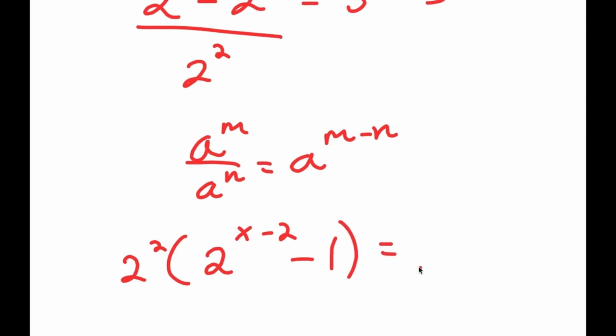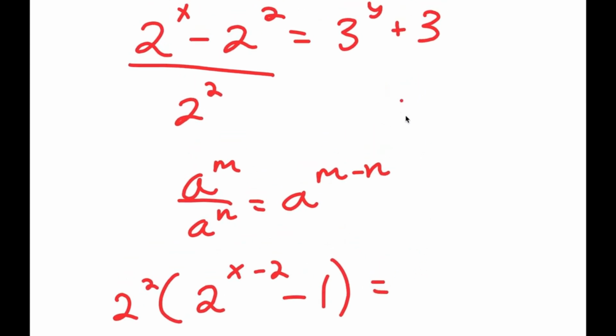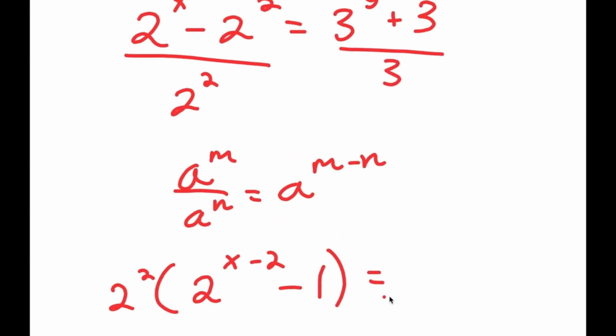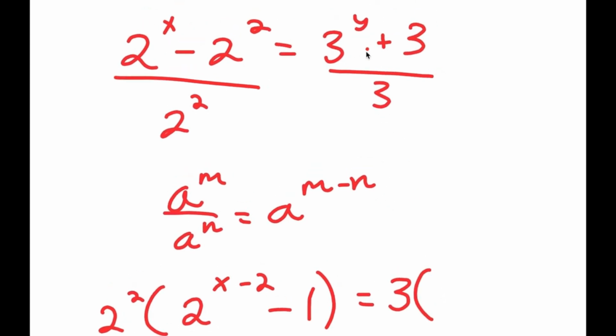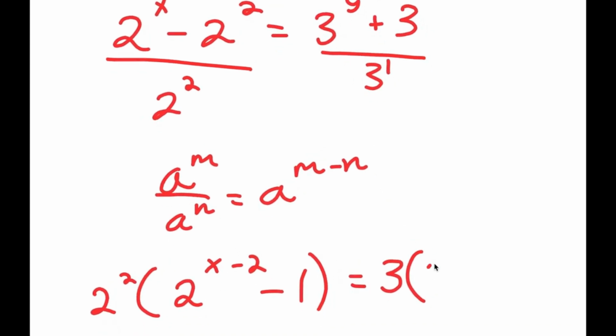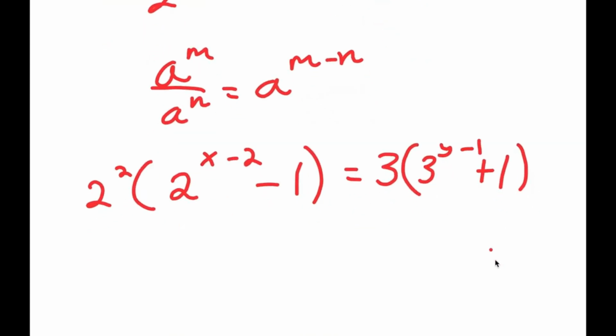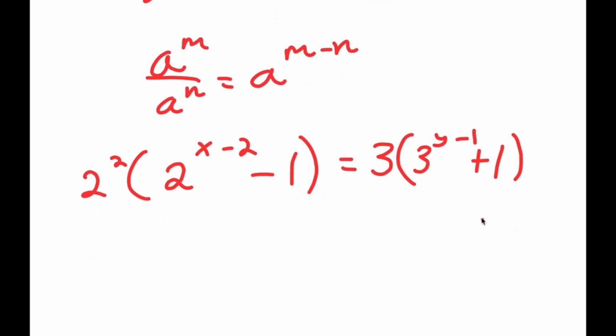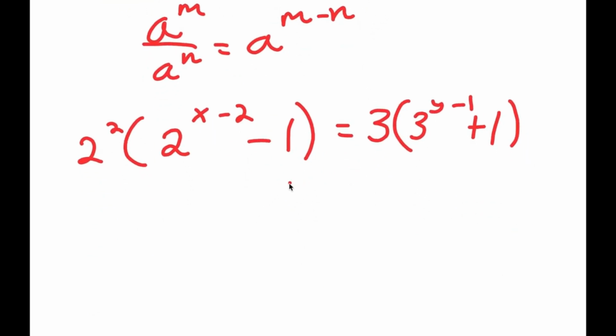And now this is equal to, from on this side, I'm going to divide by 3. So I have 3 times 3 to the power of y divided by 3. 3 is the same thing as 3 to the power of 1, so I get 3 to the power of y minus 1. And then 3 divided by 3 is equal to 1, so I get plus 1. Now from here, if I have something in the form a to the power of m times a to the power of n, this is equal to a to the power of m plus n.